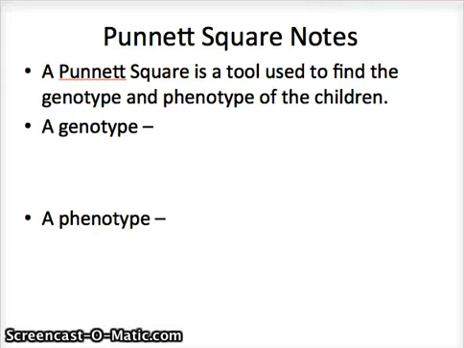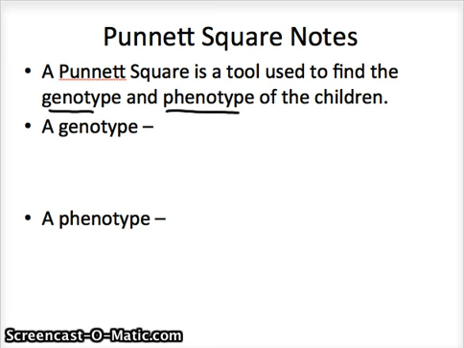Alright, hopefully this is all a review from biology. So we're going to talk about Punnett squares. Let's review some of the key vocabulary you need before you can do these Punnett squares, and then we'll get into what a Punnett square is. A Punnett square is used to find the genotype and phenotype of the children.